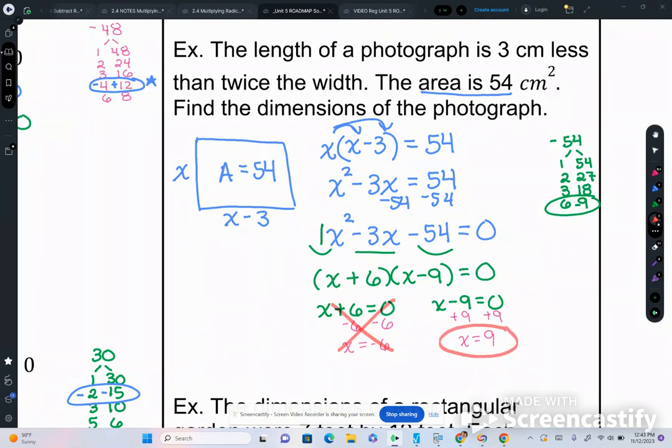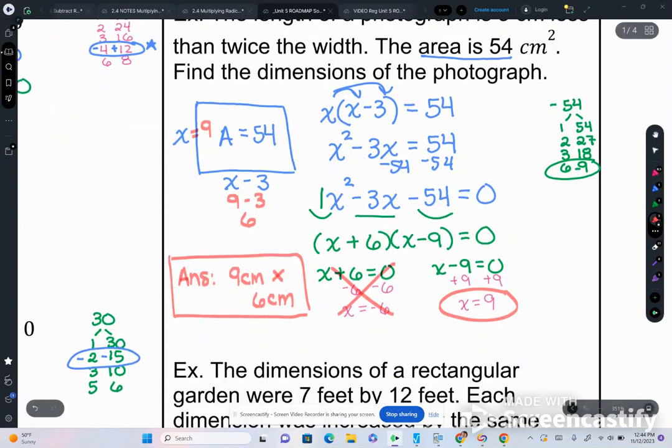And so that would mean that our width is 9. If this is equal to 9 here, then this would be 9 minus 3, which would make our length 6. So our answer would be that the dimensions would be 9 centimeters by 6 centimeters. And so this would be my answer. Again, this one works nicely. The only reason I can jump there is because there was a 1 in front. If you're still not familiar with that, or you would rather check it by doing the box method or grouping, feel free to do that.